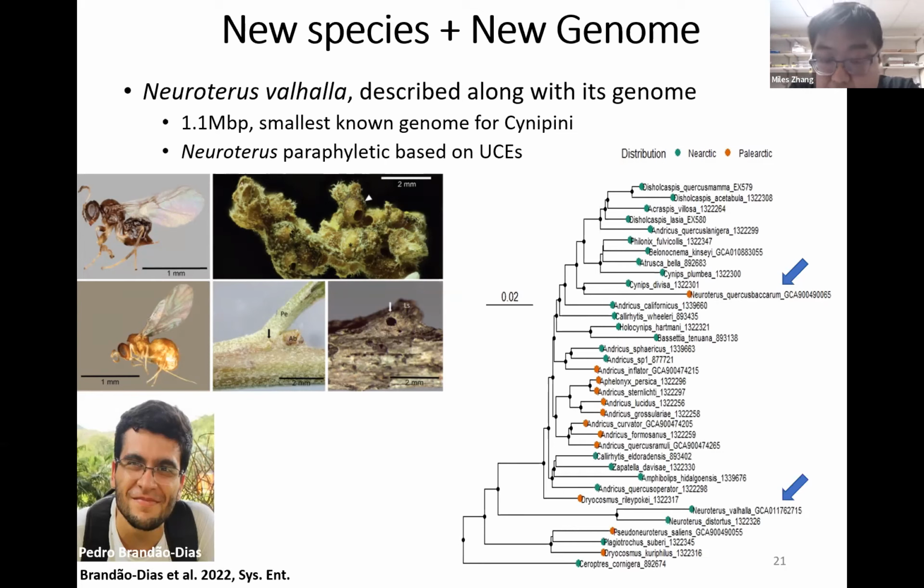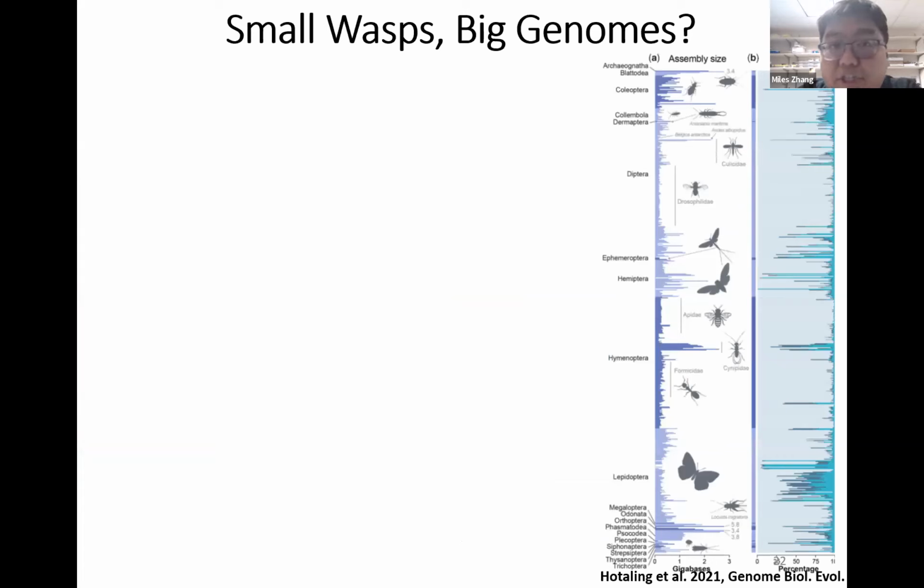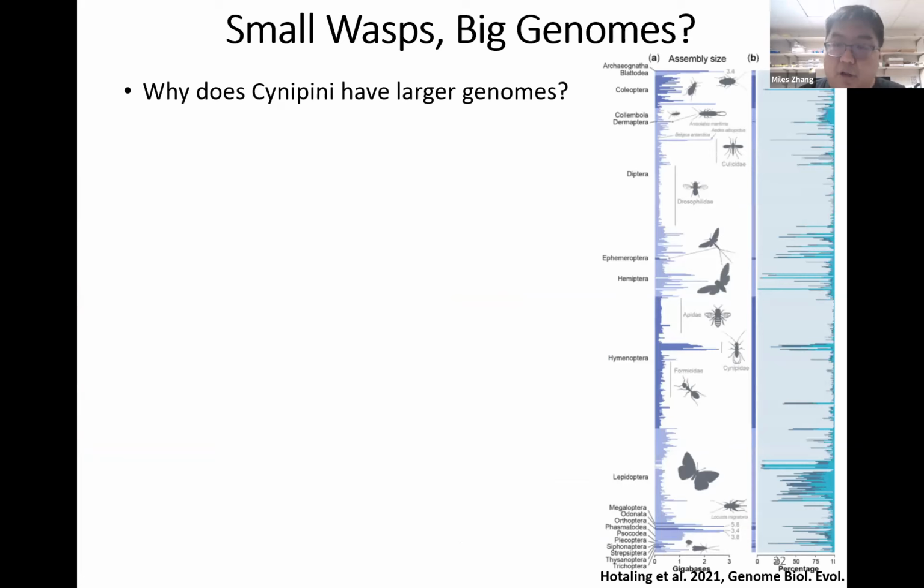So I think the ones in North America will have to be moved to a new genus, because Neuroterus was originally described as a Palearctic genus. Somewhere down the line, we'll have to work on that. But like I said, with the genome you can start asking a lot more questions. Here's a great study by Hodling et al., looking at the advances in insect genomics and genome sequencing. It's a field that's rapidly evolving, and a lot of genomes are being sequenced for every group.